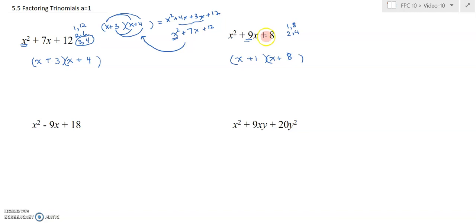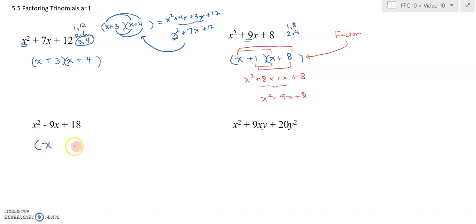Again, it's a positive 8, so it's either 1 times 8 or it's negative 1 times negative 8. Since it adds to positive 9, it has to be positive 1 times positive 8. And you can see if I was to FOIL this out, x times x plus 8x plus 1x plus 8, collect like terms, we would get our original question. But since I'm just asking you to factor, not expand and simplify, you would leave it in your factored form. Let's try another one.